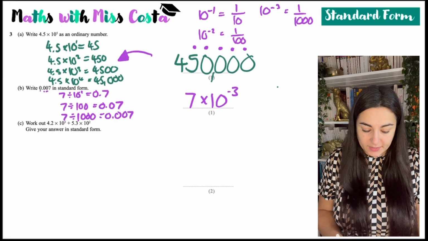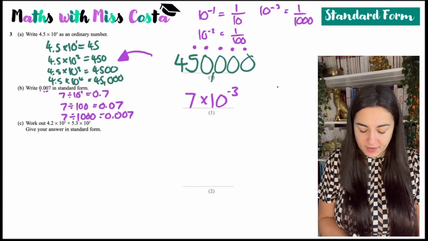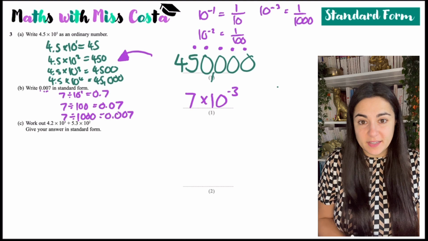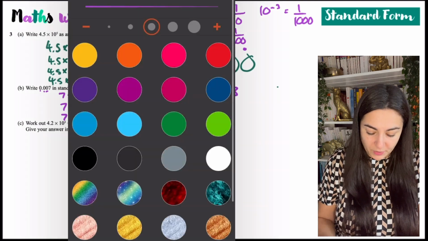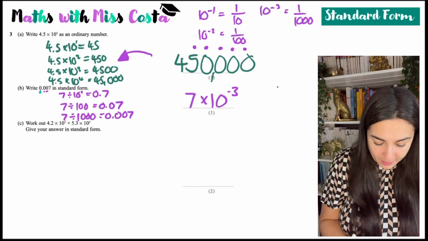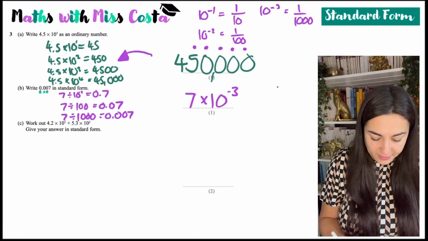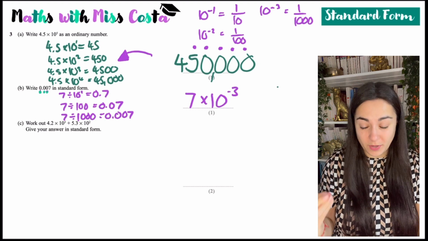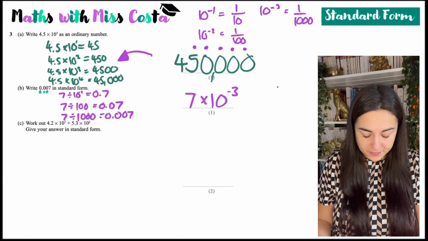So hopefully you can see that if you multiplied 0.07 by 1,000, it would get you to 7. So we have to do the reverse. And the cheat way is you count the zeros in front of the decimal. So that's 1, 2, 3. So how many digits there are before your number starts. So that would be 7 times 10 to the power of -3.